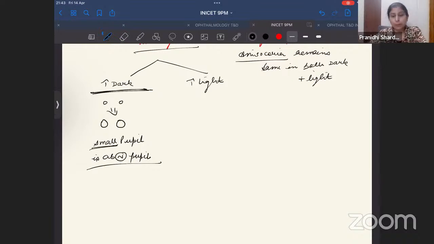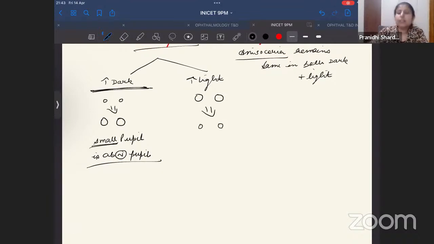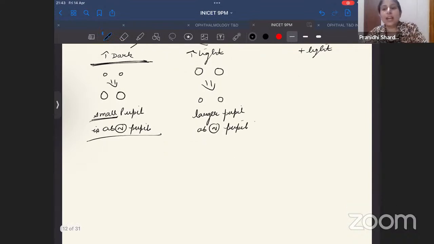So whenever anisocoria increases in dark, the smaller pupil is the abnormal pupil. Similarly, when the anisocoria is more in light, the normal response when the patient enters light conditions is constriction of the pupil. Anisocoria means there is a difference in size, so the normal response is hampered in the dilated pupil. Here the larger pupil is the abnormal pupil. This is how we know which pupil is abnormal in which conditions.